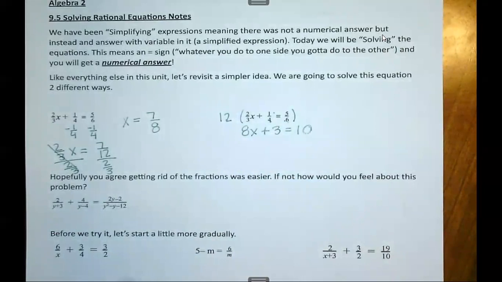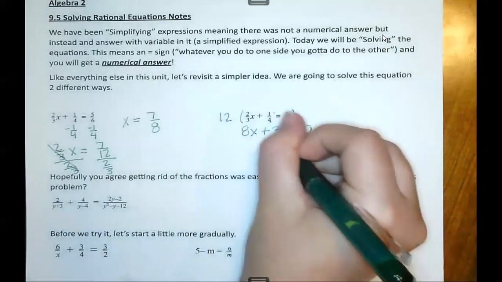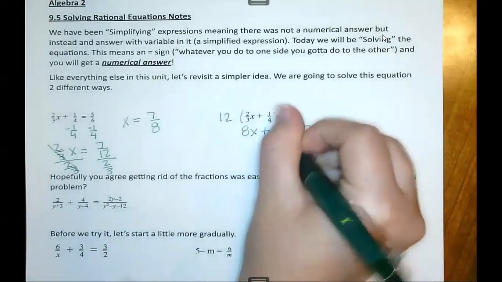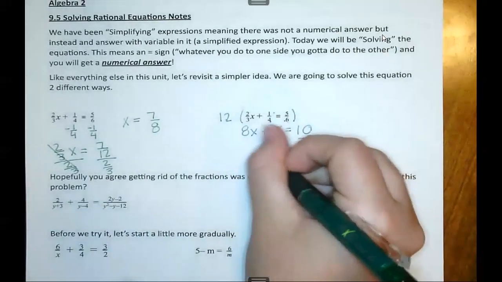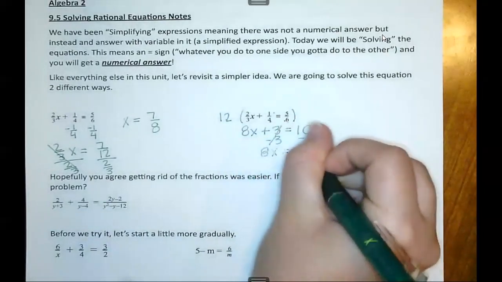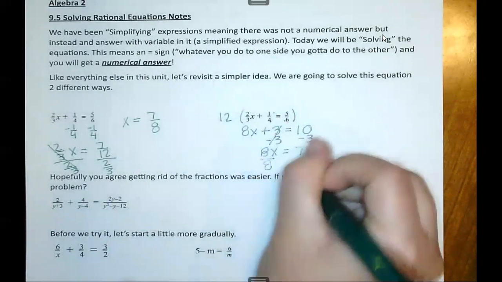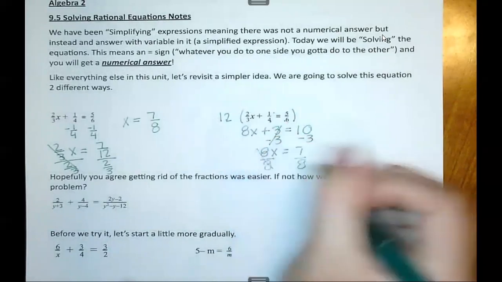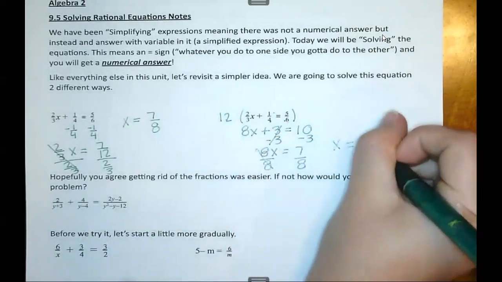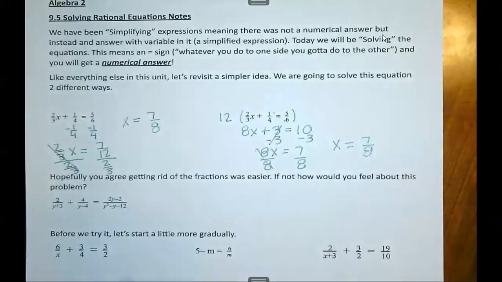And now we solve. So much easier numbers. We would subtract 3. 10 minus 3 is 7. So I have that 8x equals 7. Divide by 8. And we still ended up with x is equal to 7/8. So hopefully you would agree with me that the second way we did this was a lot easier when we got rid of the fractions.